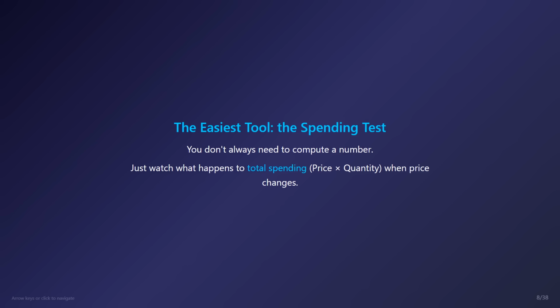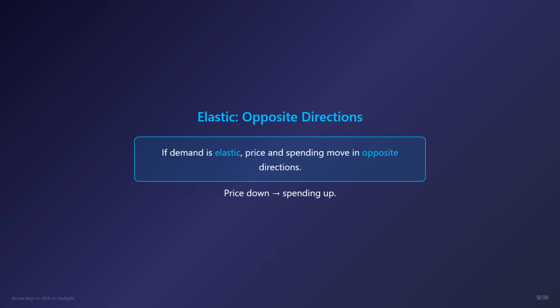Now here's the good news. You usually don't need to compute a number at all. There's a quick tool called the spending test. Just watch what happens to total spending, price times quantity, when the price changes. If demand is elastic, price and total spending move in opposite directions. So when the price falls, spending rises. The flood of extra sales more than makes up for charging less per unit.